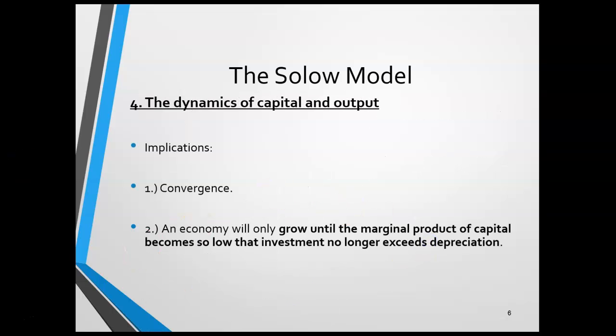Now, what does this imply? For one, convergence. This is really where this idea of convergence comes from. Countries that have grown for a long period of time, like the United States, for instance, have a lot more capital per worker than countries that have started growing later or have not really been growing much at all.